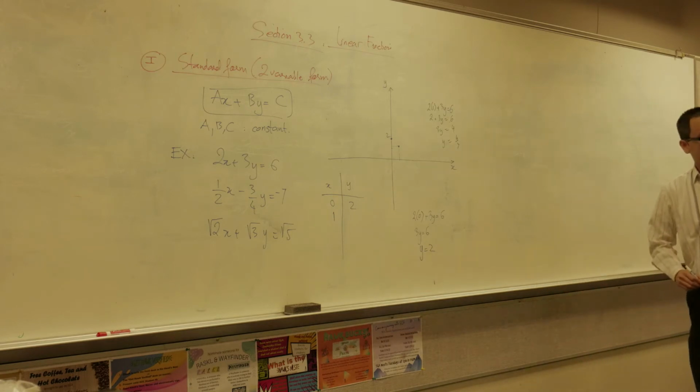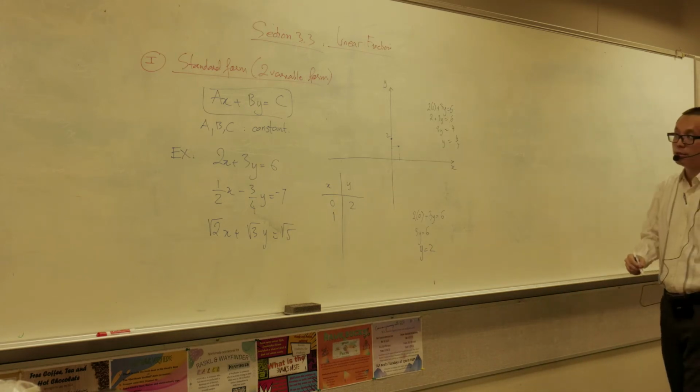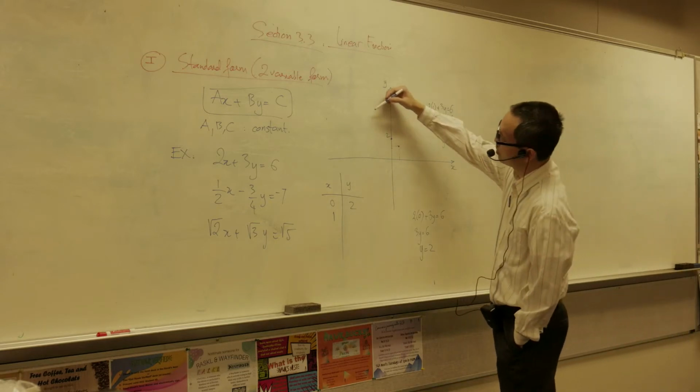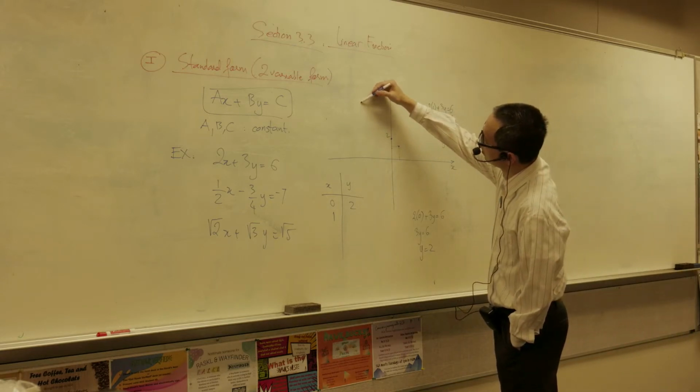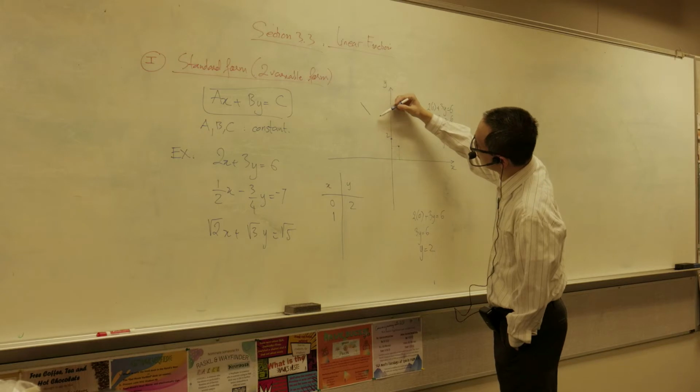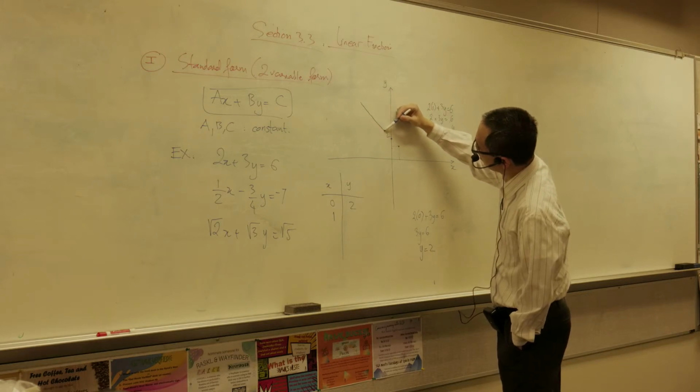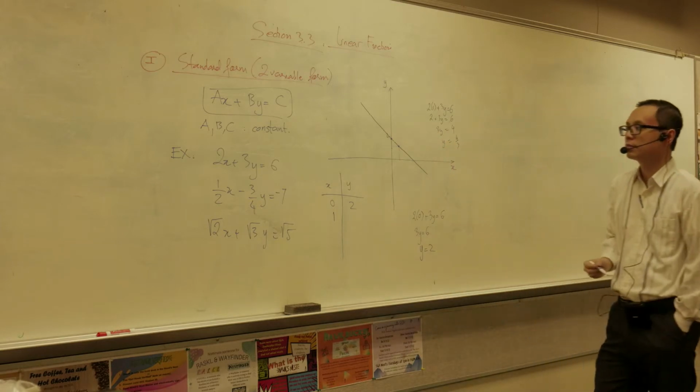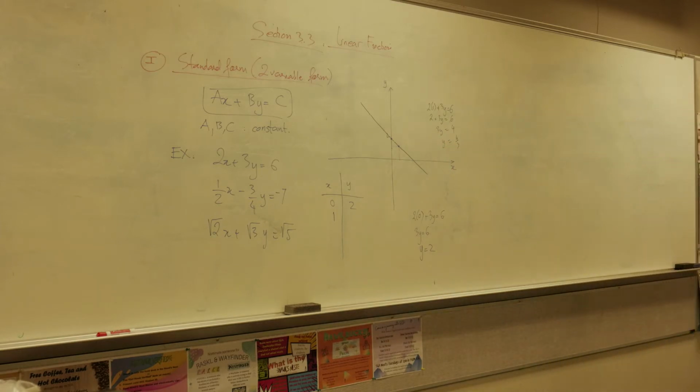Alright. So you got 2 points. As long as you get 2 points, you can have the line. So go ahead and get the line. There you go. Right. Alright. There you go. Good.